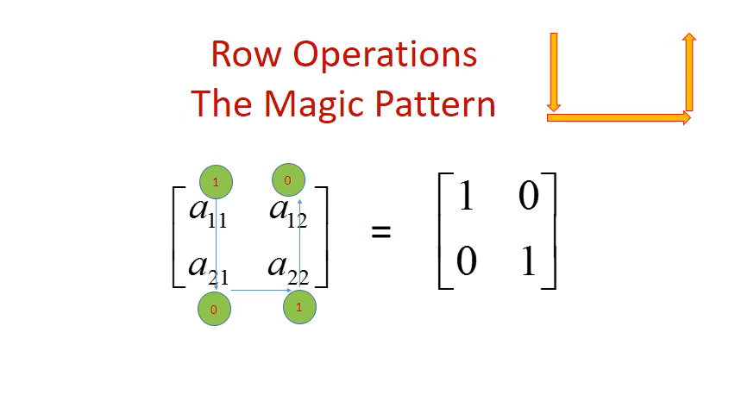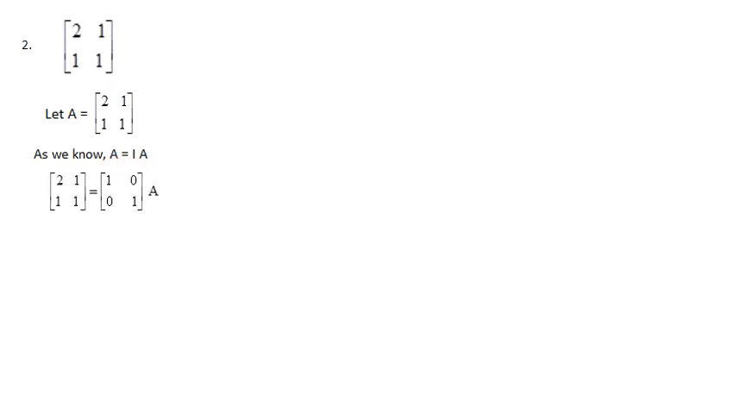Hope it is clear. Next question number 2, 2 1 1 1. We have to go with a 2 by 2 matrix. Let us take this matrix as A. A is equal to 2 1 1 1. We have to write the result A is equal to IA. Then substitute the result. A is 2 1 1 1. Just bring here 2 1 1 1 is equal to identity matrix, that is 1 0 0 1 into A.